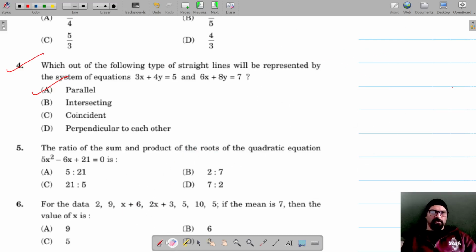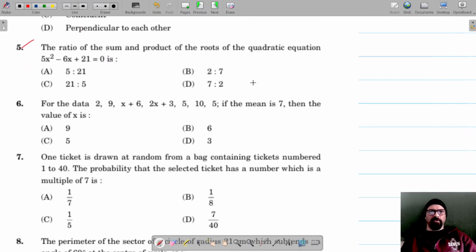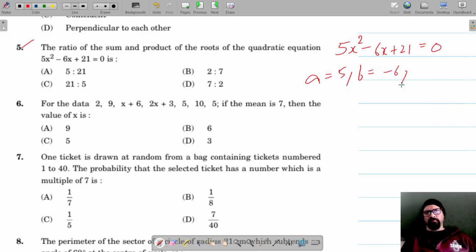Okay, for the next question, that is question number 5, the ratio of the sum and the product of the roots of the equation. So our given quadratic equation is 5x square minus 6x plus 21 is equal to 0. Here a is equal to 5, which is the coefficient of x square, b is equal to negative 6, and c is equal to 21. We have to find the ratio of the sum of roots divided by the product of roots.